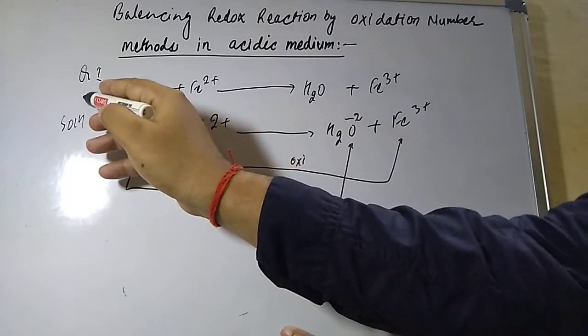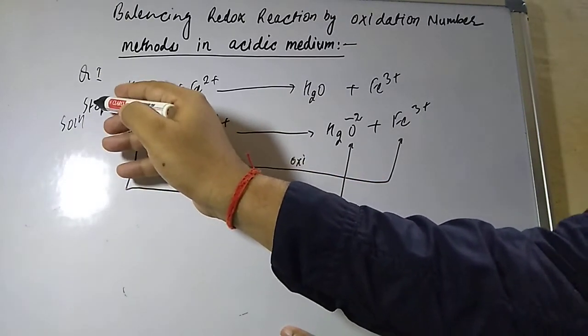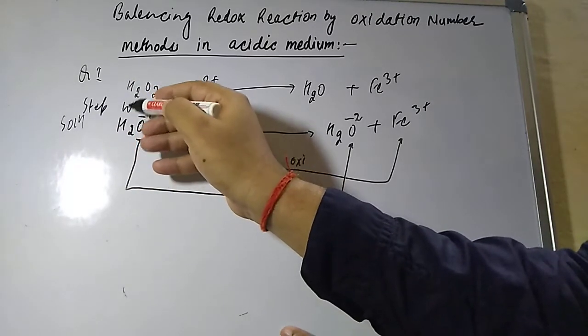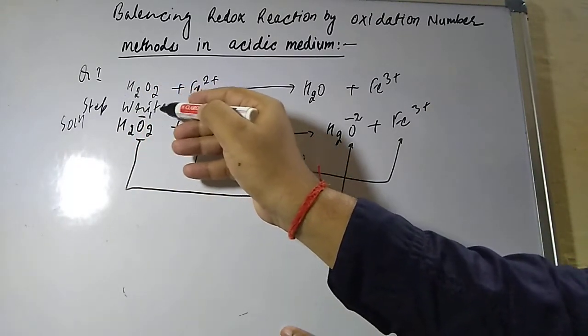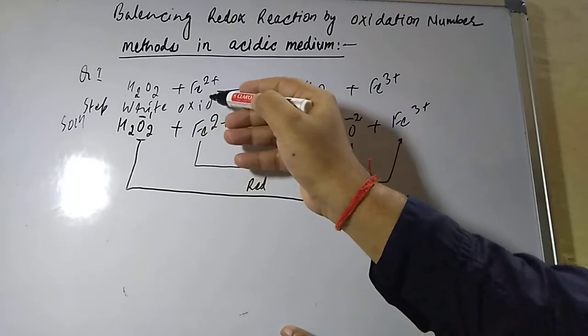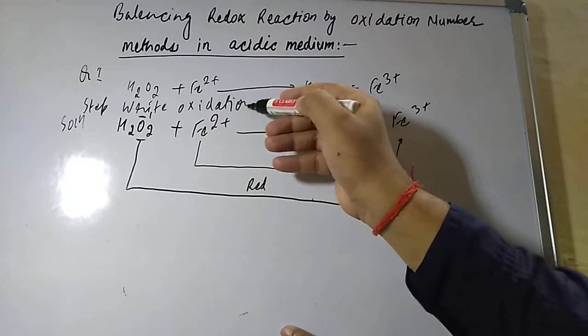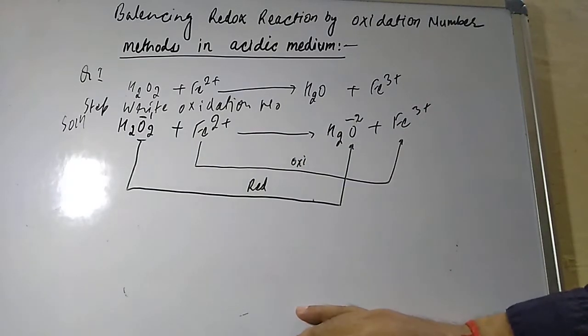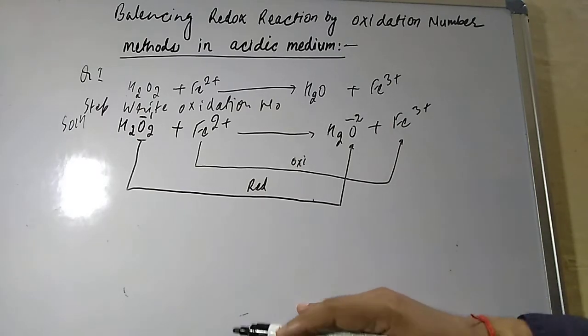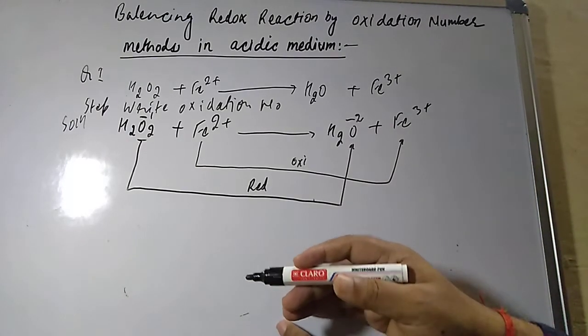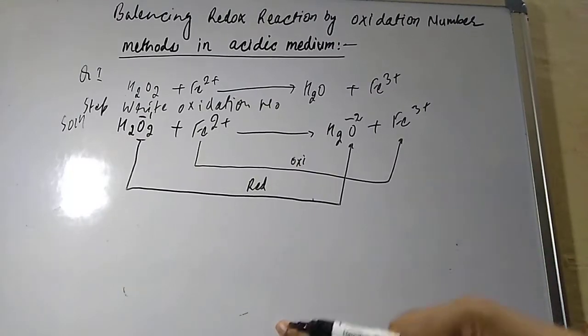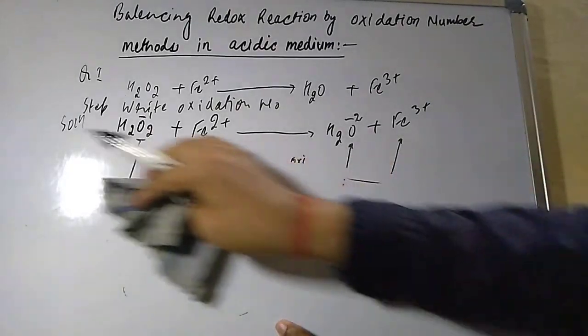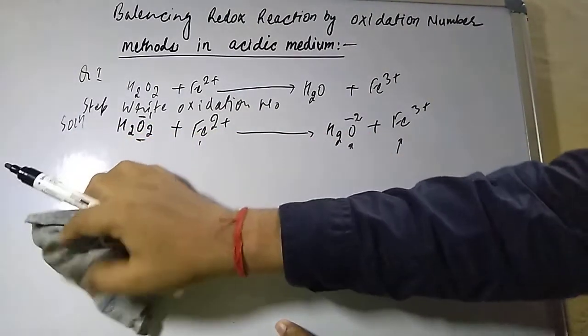So the first step is to write the oxidation numbers, which we did. After writing the oxidation numbers, we understood which is the oxidation reaction and which is the reduction reaction. Now we are going to do step number 2. Let us understand how to do step number 2.